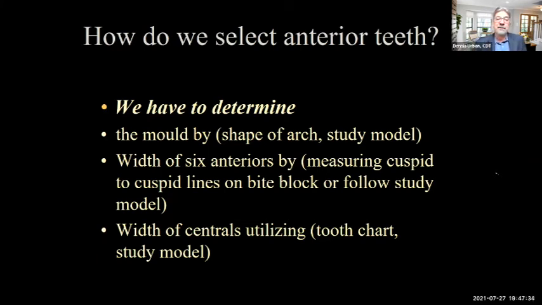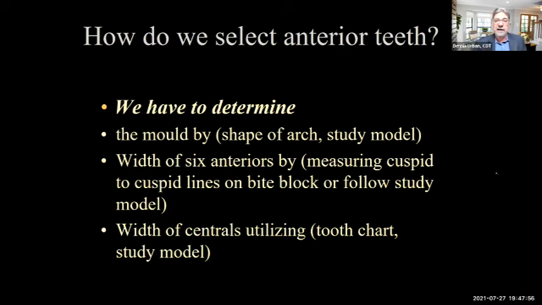We have to determine the mold by the shape of the arch. And this is how I picked that denture. If you look at the shape of the upper arch and hold it in front of you, it looks like the shape of a central. So it could be an ovoid arch, a square arch, tapering ovoid. In all my years in this industry, I go by the arch. I go by the shape of the upper arch to pick out my upper anterior teeth.